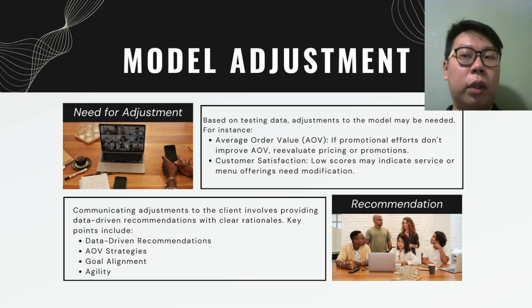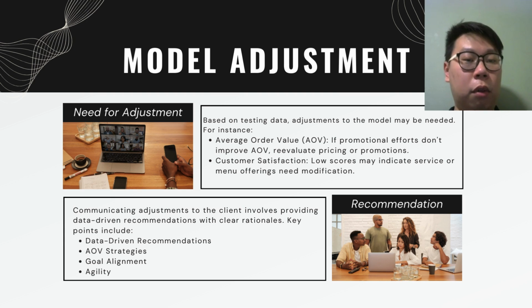Next, we're talking about the model adjustment. First, the need for adjustment. Based on the testing data, adjustment to the model may be needed. For instance, the average order value. If promotional efforts don't improve AOV, that means we need to reevaluate pricing or promotions. Next, for the customer satisfaction, low scores may indicate service or menu offerings need modifications.